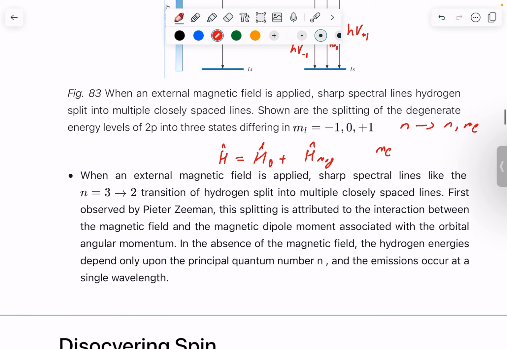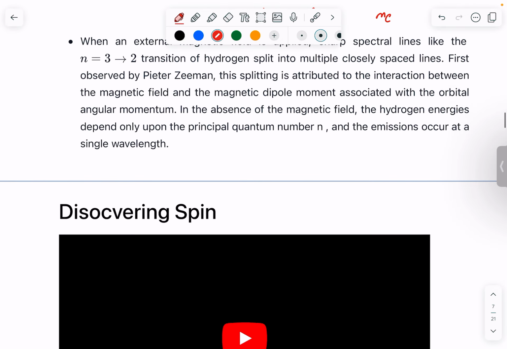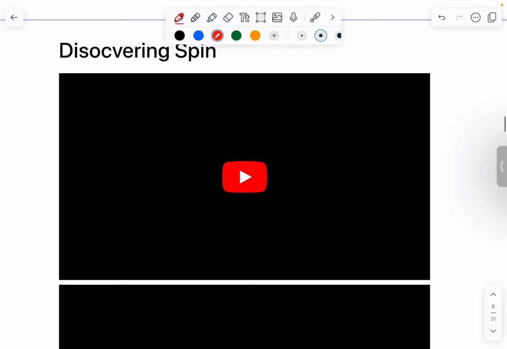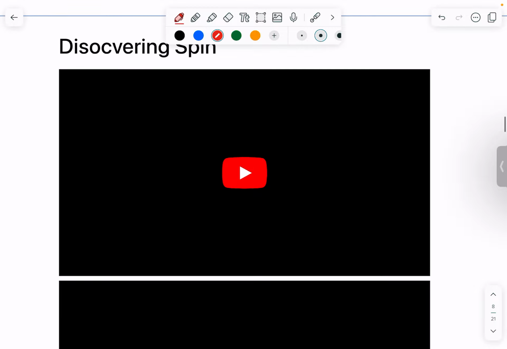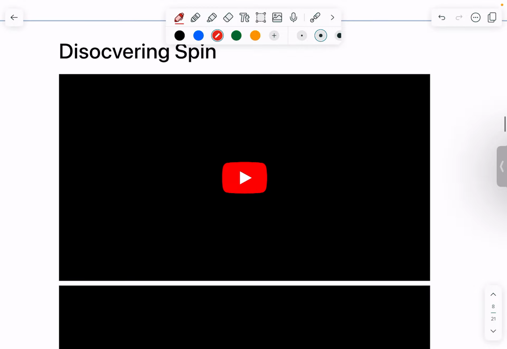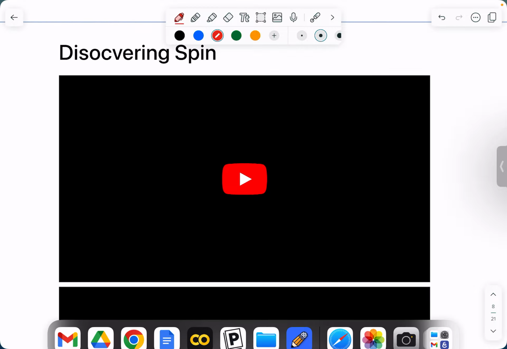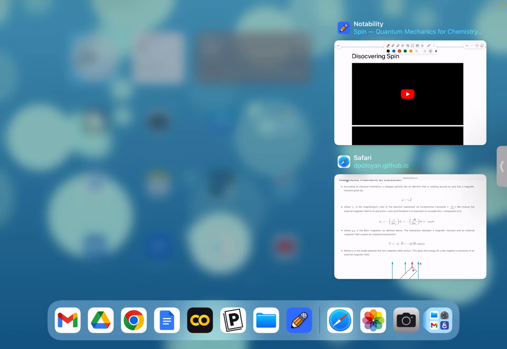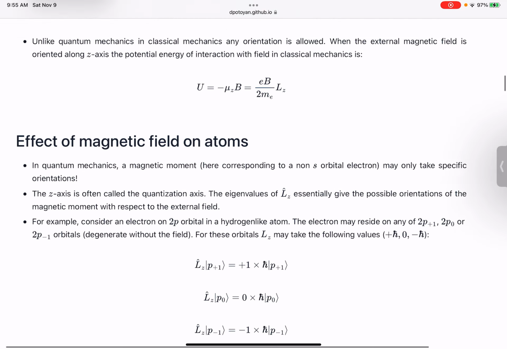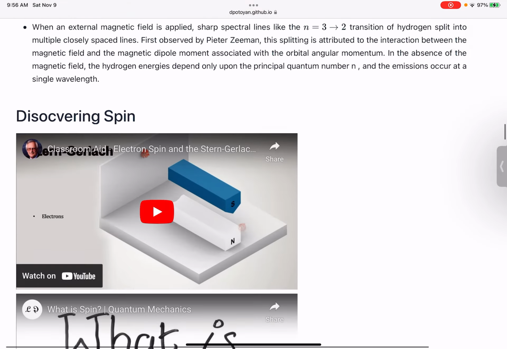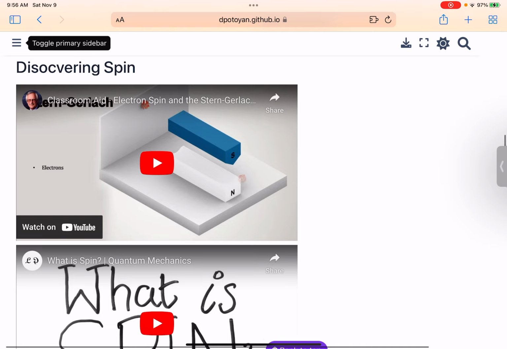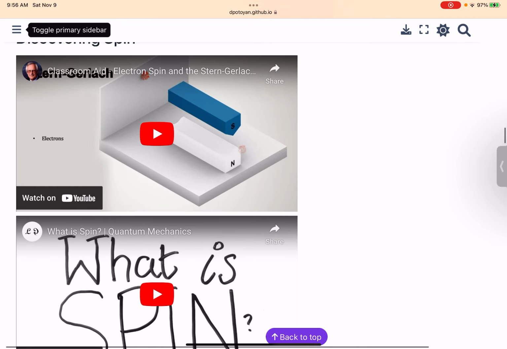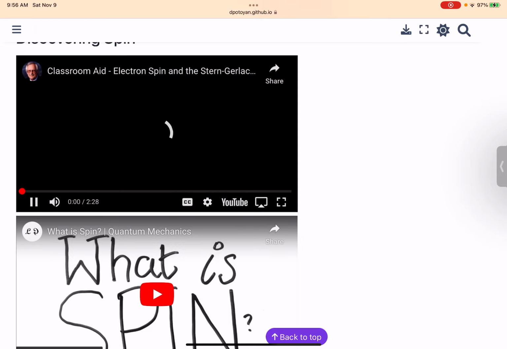Fine. Now let's see something a bit more exotic and appreciate why this discovery of quantum mechanical spin really shocked the world of quantum mechanics. And for that, let's actually watch a little video. We're gonna watch a video of a video. How cool is that?